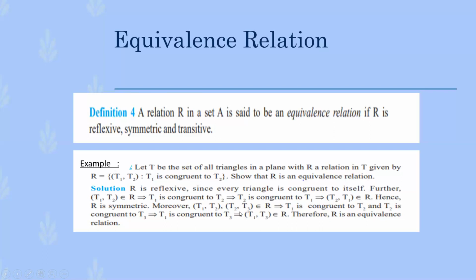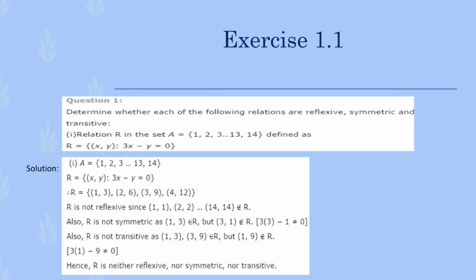Now let us see the third condition, transitive. If (T1, T2) belongs to R and (T2, T3) also belongs to R, it implies that T1 is congruent to T2 and T2 is congruent to T3. This implies that T1 is congruent to T3, means (T1, T3) belongs to R. Therefore, R is an equivalence relation. So these are the three things we have to prove for being an equivalence relation. That is why I told you it's a bit of a theoretical chapter, but since it comes in the exam, we have to do it.